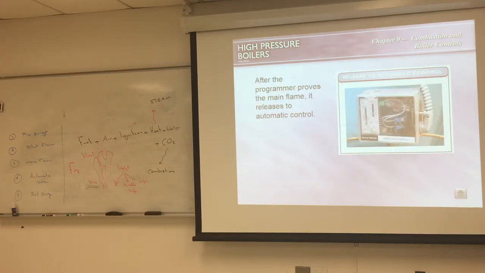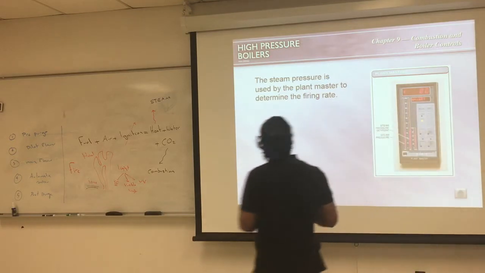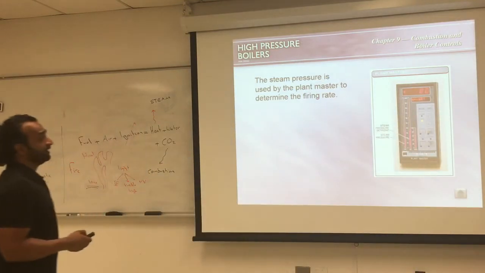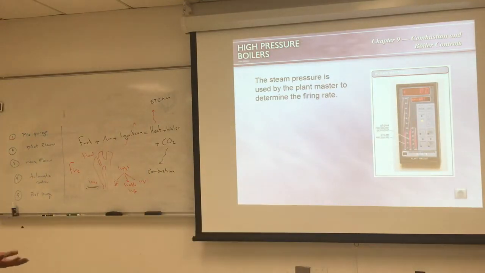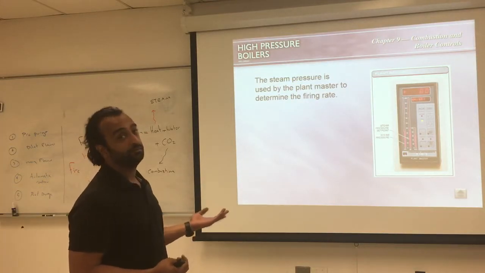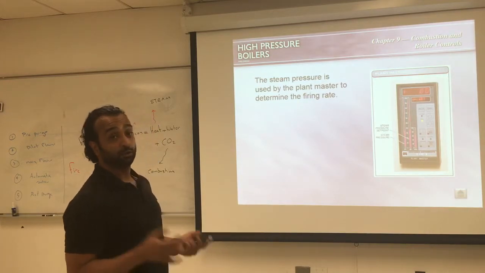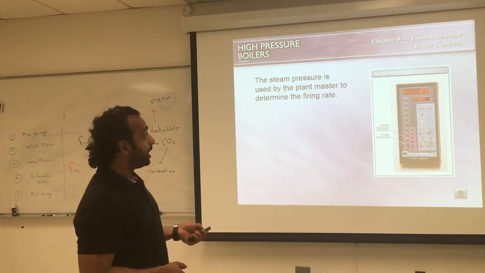So we did that again, automatic control. Oh, no, going back, sorry. So here, steam pressure is used by the plant master to determine the firing rate. So the whole purpose of us firing this big steam boiler is to produce steam, because we want to produce power. So this is my goal. The turbine needs some steam to run, so I want to have whatever amount of steam I need.